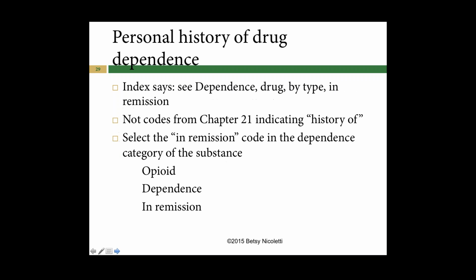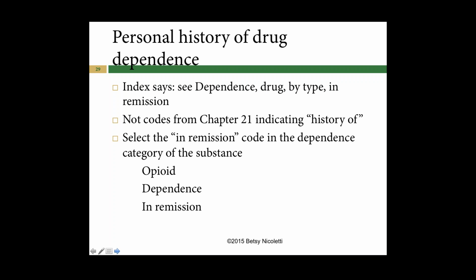So when we have a personal history of drug dependence, we go to the index, if we're using an index, and it's dependence, drug, by type, and then in remission. So if this patient was in remission for opioid dependence, we would have a code for that.